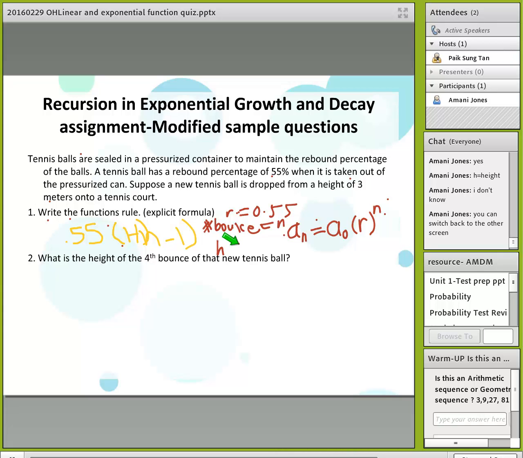The height of the nth bounce is equal to a sub n. Height of the nth bounce is a sub n. So if I say bounce number 1 will be a sub 1, bounce number 2, the height of bounce number 2 will be a sub 2, height of bounce number 3 will be a sub 3. Okay.